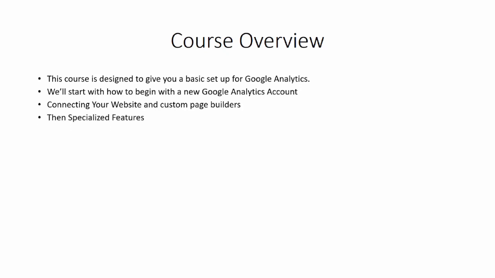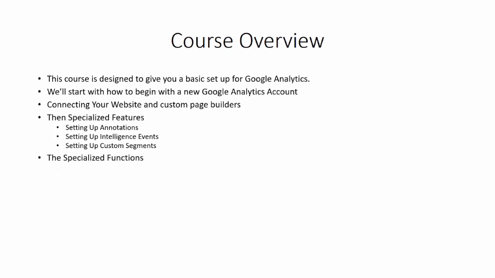Then we'll be walking through some of the specialized features of Google Analytics, such as setting up annotations so that you'll know how your site is performing at a glance. We'll be setting up intelligence events so that you can have emails sent to you when certain things happen on your site. We'll be setting up custom segments so that you can break down different views of your website activity.